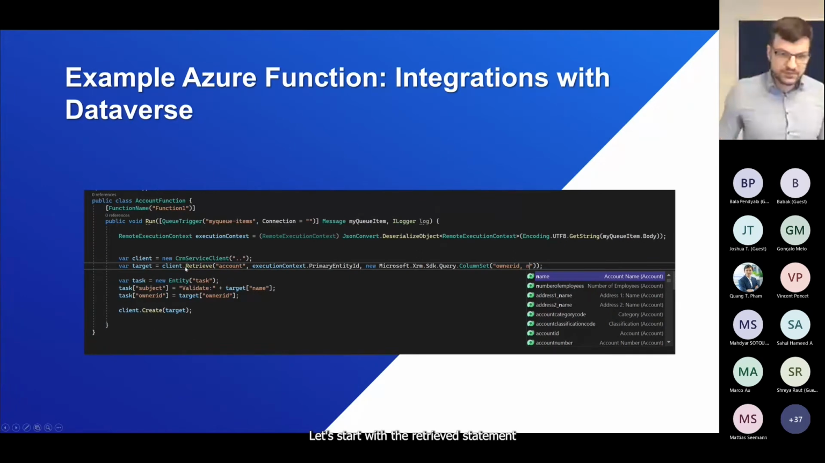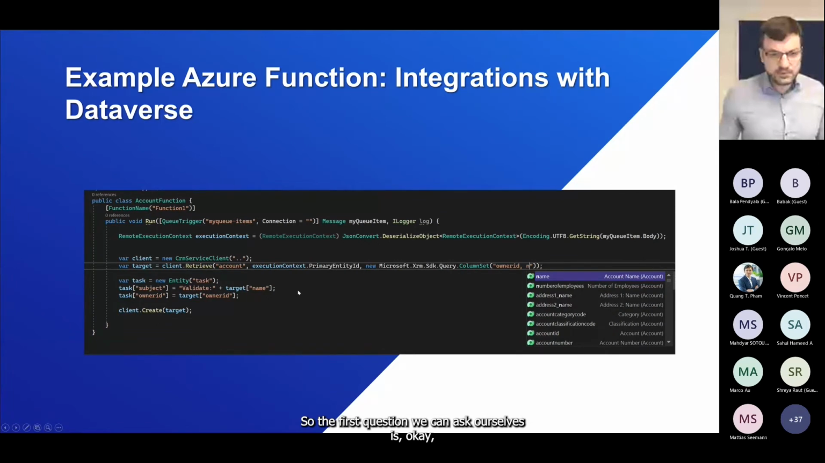So of course, there are a lot of things to improve here. Let's start with the retrieve statement. We're trying to connect to the system. Those dots must be replaced, of course. Then we retrieve the account. So the first question we can ask ourselves is, okay, how do we know if the primary entity is really an account?